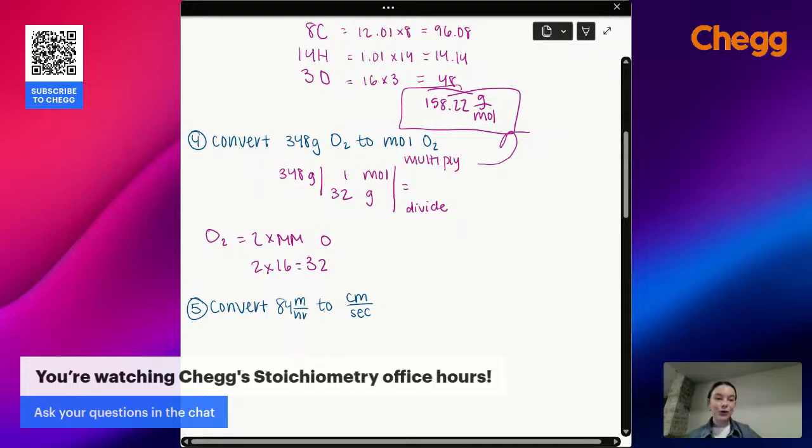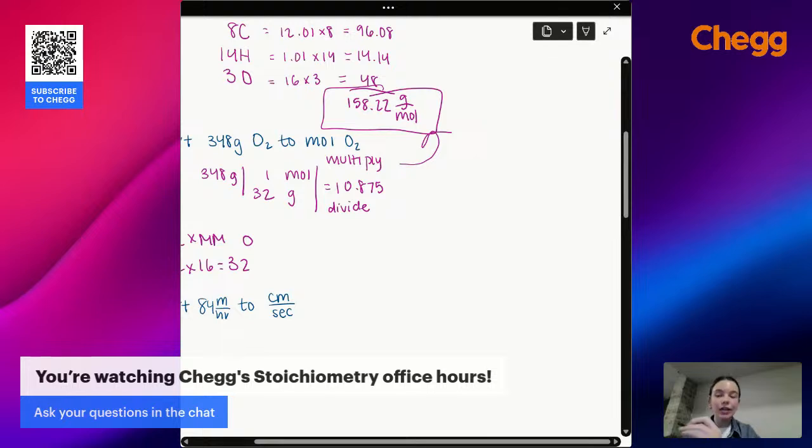All right, 4, 3, 2, 1. If you said 10.875, you are absolutely correct. There's just one little thing we want to fix, which is significant figures. Make sure we have the same amount of digits that we started with as what we ended with. A lot of chemistry professors test on this. So if you use correct significant figures, your answer should be 10.9 moles.